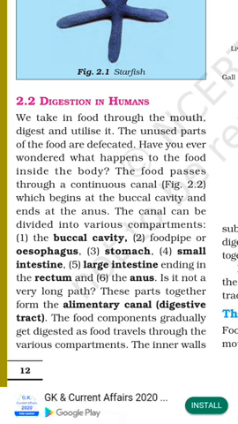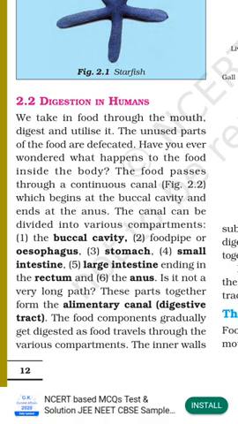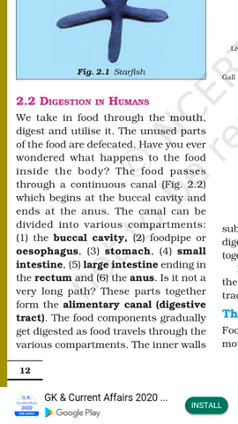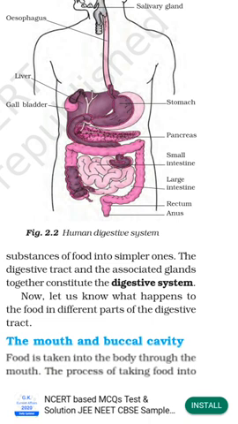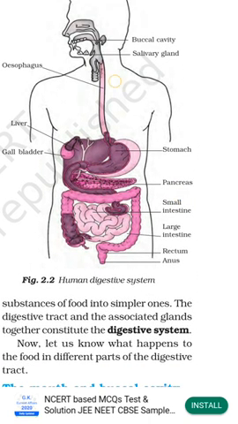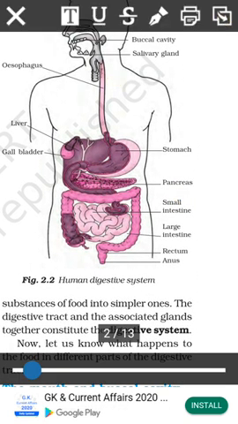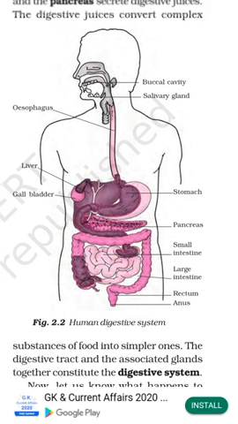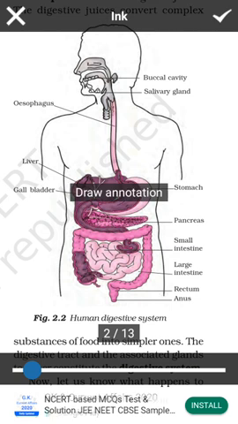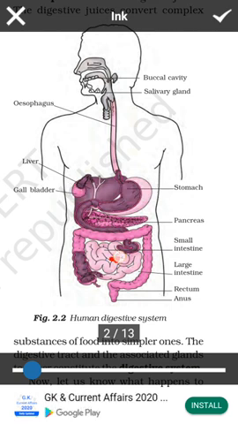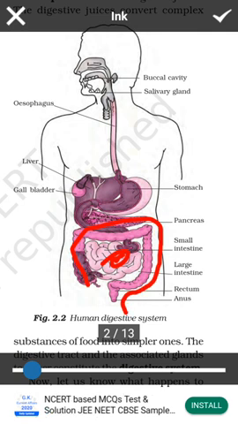So the mouth and buccal cavity together constitute the start of digestion. Next the food goes to the esophagus or the food pipe. You can see in this picture, this is the food pipe, and once the food reaches the food pipe, it goes to the stomach. From the stomach, it goes to the small intestine. This is the small intestine. Then to the large intestine, and finally to the rectum and anus.